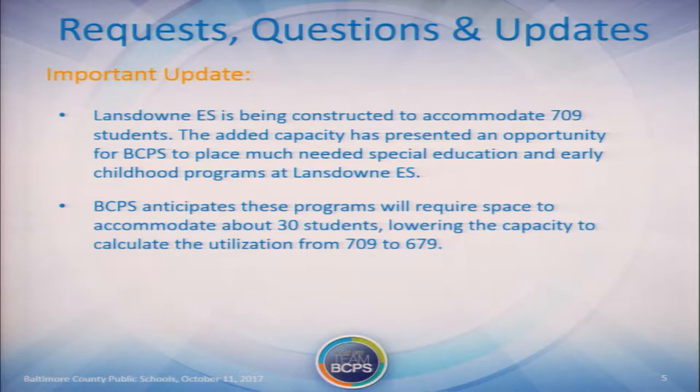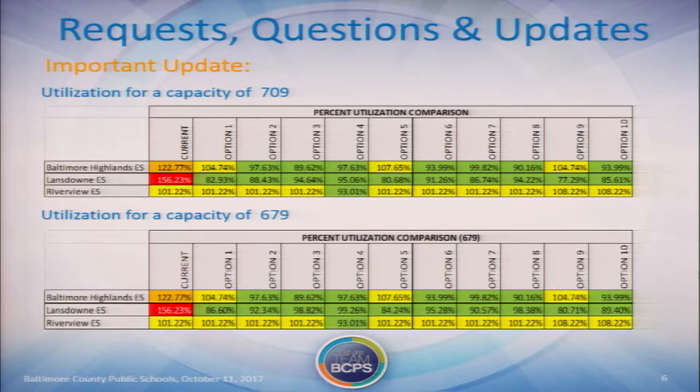And so in your meeting materials, in each of the statistics, you'll have two sets of information for utilization and the over-unders. The top one will be based on the 709 capacity, which is what you developed your scenarios on prior to the program placement, and then you'll have a modified number at the bottom, which will be 679, which backs out the 30 seats that we would like to hold for the program placement. So you'll be able to see the utilization for Lansdowne with the 30 seats taken out, so it will help inform your selection better.